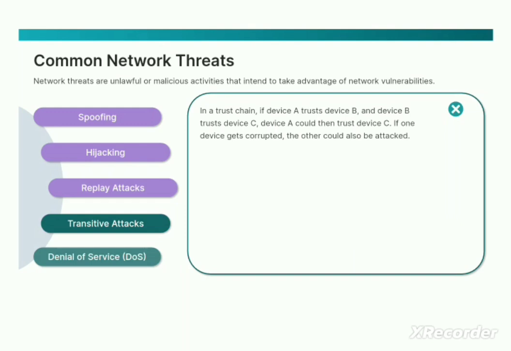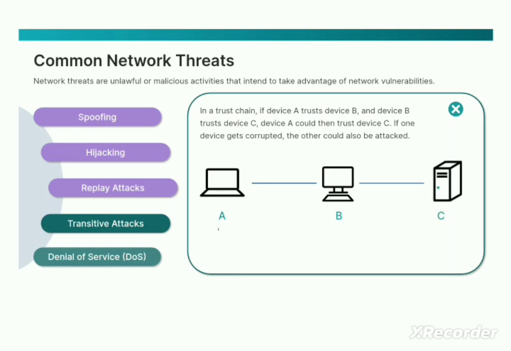A transitive attack uses the trust chain between devices. If device A trusts device B and device B trusts device C, device A could then trust device C. If one device is corrupted, the other could also be attacked. You can prevent this transitive attack by implementing the zero trust concept.